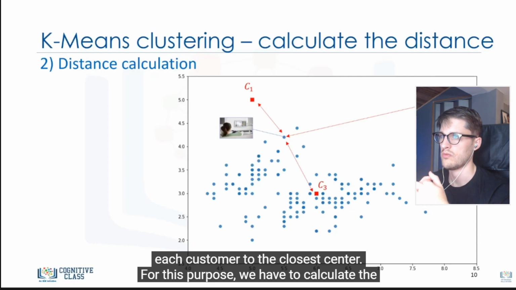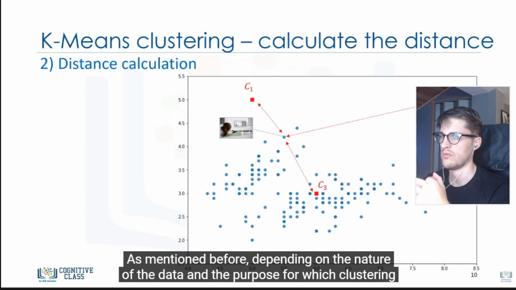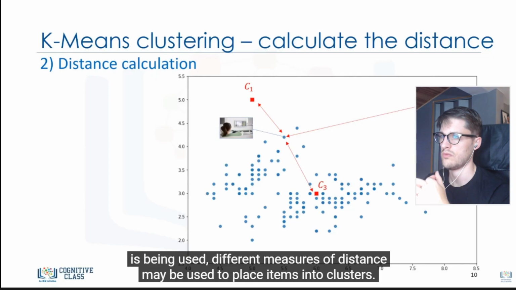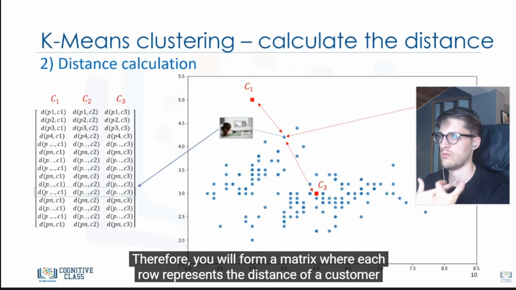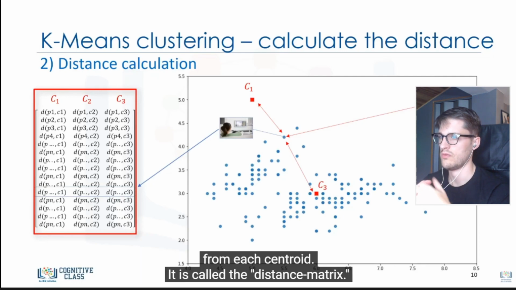For this purpose, we have to calculate the distance of each data point, or in our case, each customer, from the centroid points. As mentioned before, depending on the nature of the data and the purpose for which clustering is being used, different measures of distance may be used to place items into clusters. Therefore, you will form a matrix where each row represents the distance of a customer from each centroid.